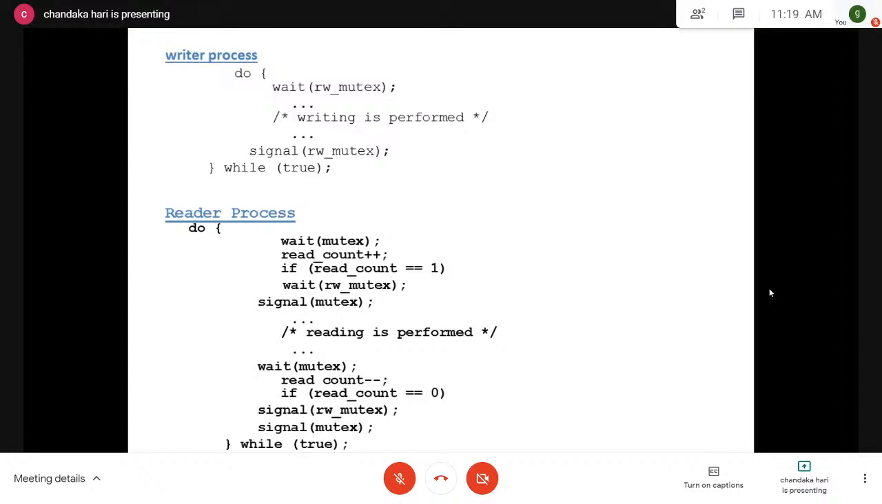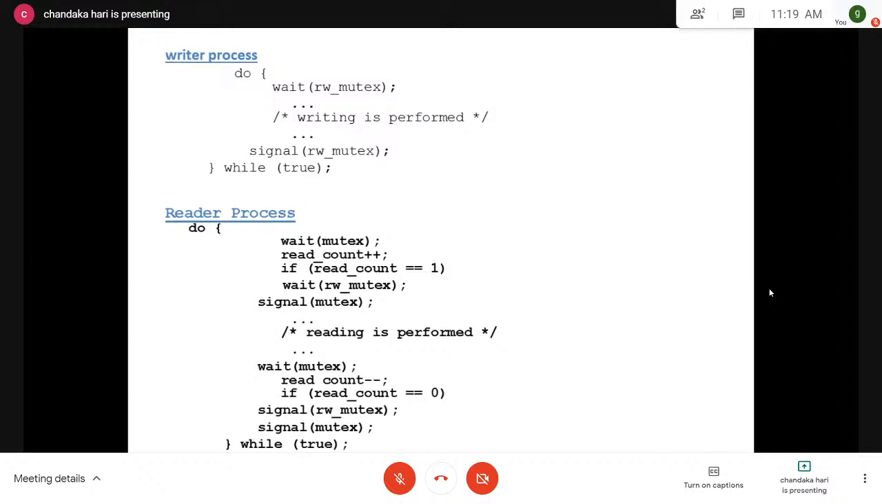I am waiting for read write mutex. If it is available, it sanctions you, otherwise it does not allow you. Once this read count is incremented, you need to release this particular read count variable. After that, I am eligible for performing read operation. After performing read operation, again I need to decrement the value of count. Before decrementing, first of all, I need to obtain the semaphore variable of count.